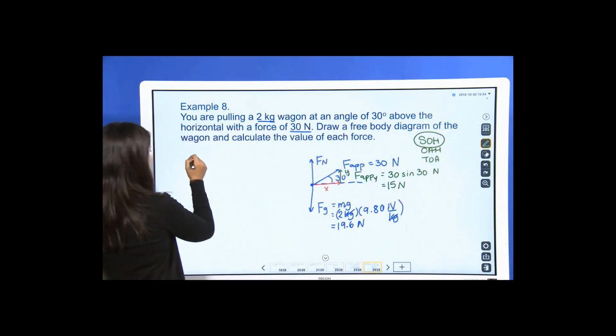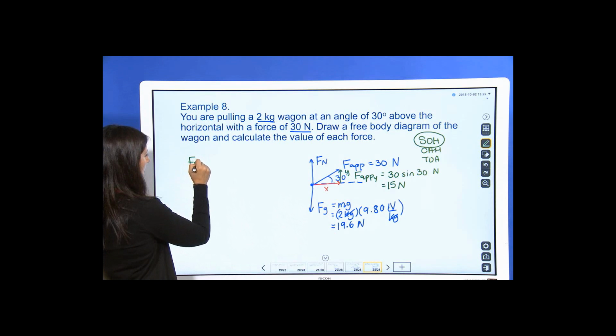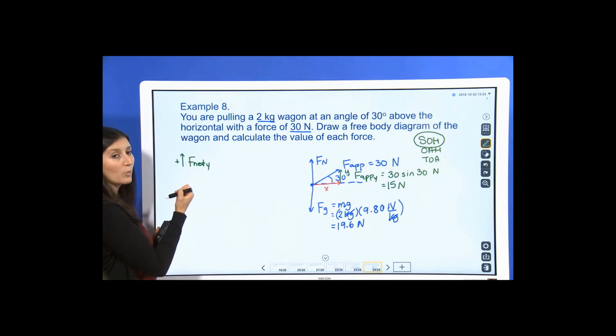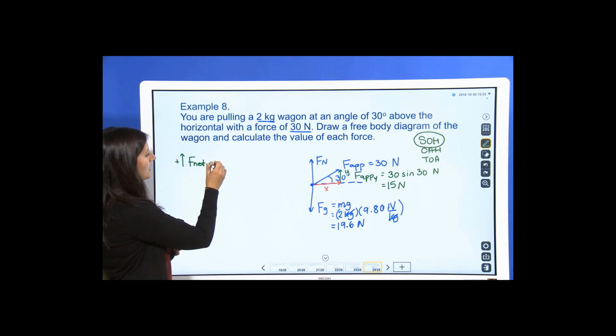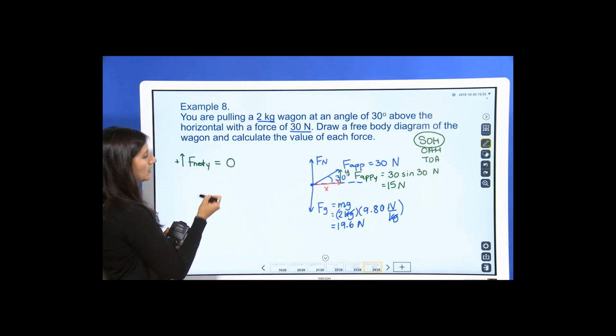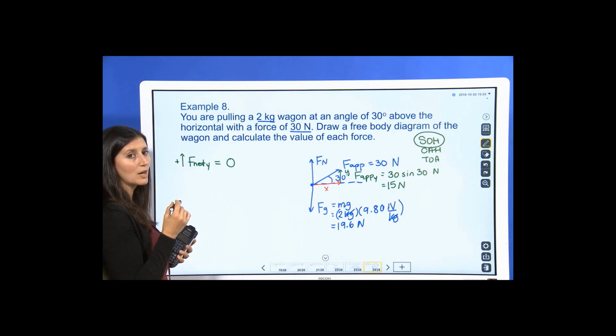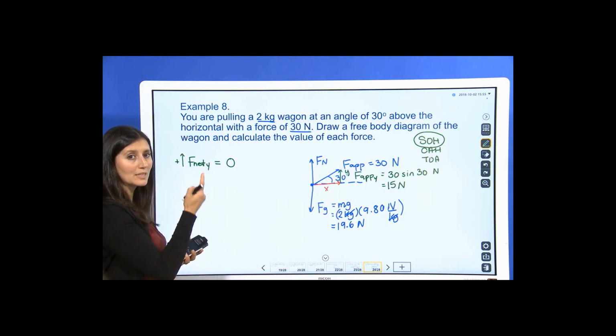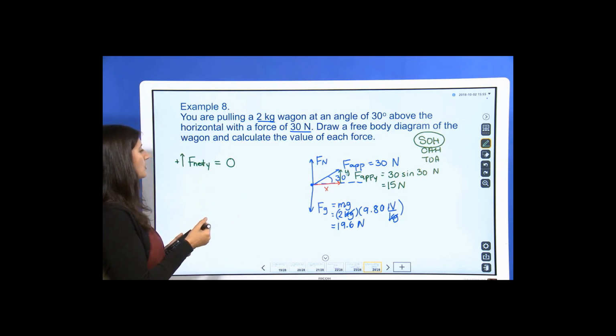I'm going to say the F net in the y direction. I'm going to say that positive direction would be upwards, because we're talking about the y direction. So positive is up. I want to make it so the net force in the y direction is 0. That way all of the forces in the y direction cancel out and this object is not changing its velocity in the y direction. It's staying constant. It's staying at a velocity of 0 in that direction. It's only moving in the x direction.